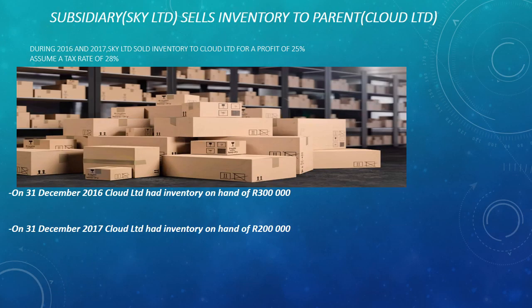So in this case, our subsidiary is Sky Ltd, which sells inventory to the parent, in this case Cloud Ltd. During the 2016 and 2017 financial years, Sky Ltd sold inventory to Cloud Ltd at a profit of 25%. We're going to assume a tax rate of 28%. On 31 December 2016, Cloud had inventory on hand of 300,000. On 31 December 2017, Cloud Ltd had inventory on hand worth 200,000.